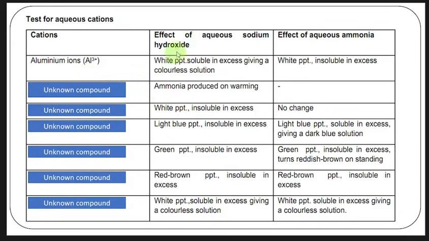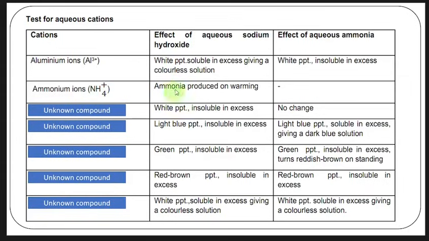Similarly here, if you added aqueous sodium hydroxide to this compound, and then on warming the same compound, ammonia gas is produced, and then maybe you add aqueous ammonia to the same, then nothing happens. Then what we are going to conclude is that that compound contains the cation ammonium ions.